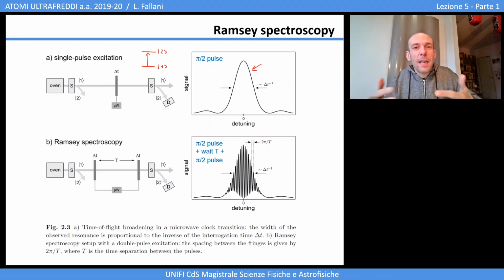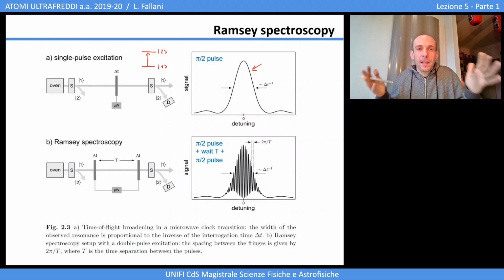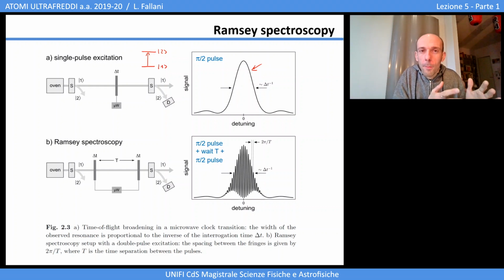It follows from a very general argument in physics, based ultimately on the properties of a Fourier transform. There is an uncertainty principle between time and energy, or time and frequency. So you cannot measure something, for example a frequency, with a precision that is higher than the inverse of the time that you have available for your interrogation. So the width of this line profile is on the order of 1 over delta t.